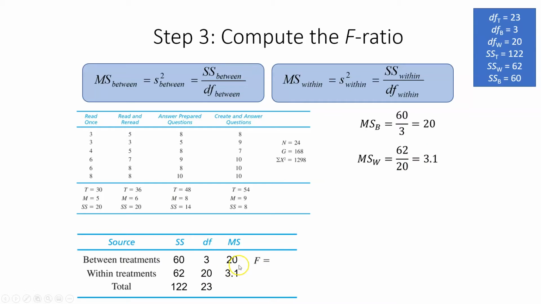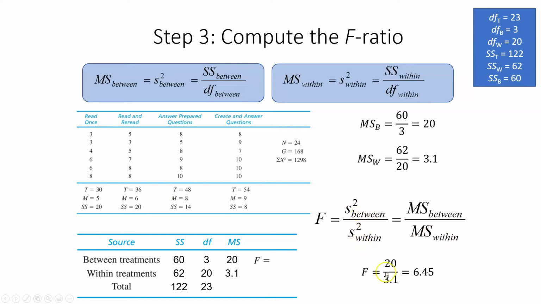And the last step, step 9 of the ANOVA test, is to figure out 20 divided by 3.1. MS between over MS within, or variability between over variability within, and that equals 6.45. If you put that here in the table, then you've completed your entire ANOVA test.